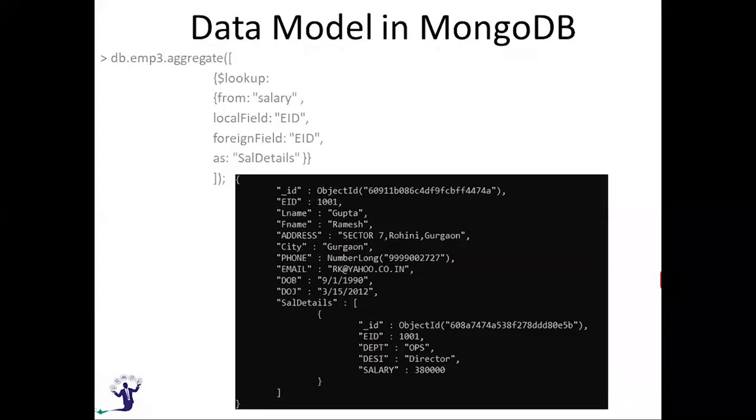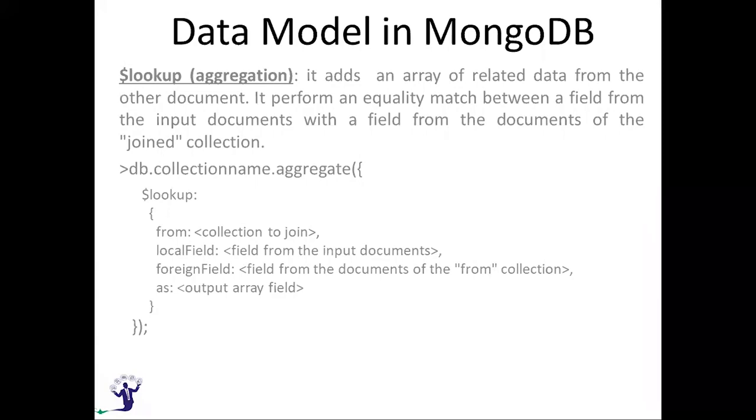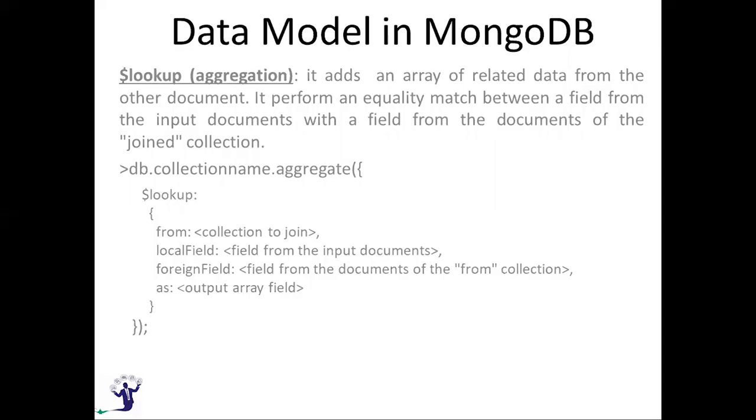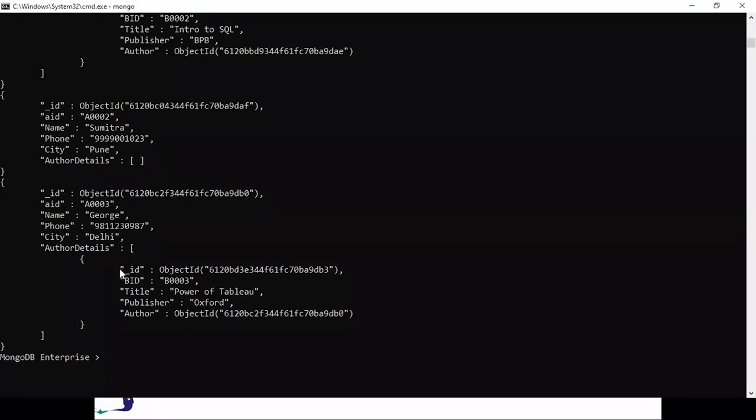So that is a lookup aggregation. It adds an array of related data from other documents. So this is an array. Whenever we put anything into the square bracket, it indicates an array. Array means collection of items. It adds an array of related data from other documents. So you can see this is the related data, related because it is of the respective author, and we are getting it from a different document.